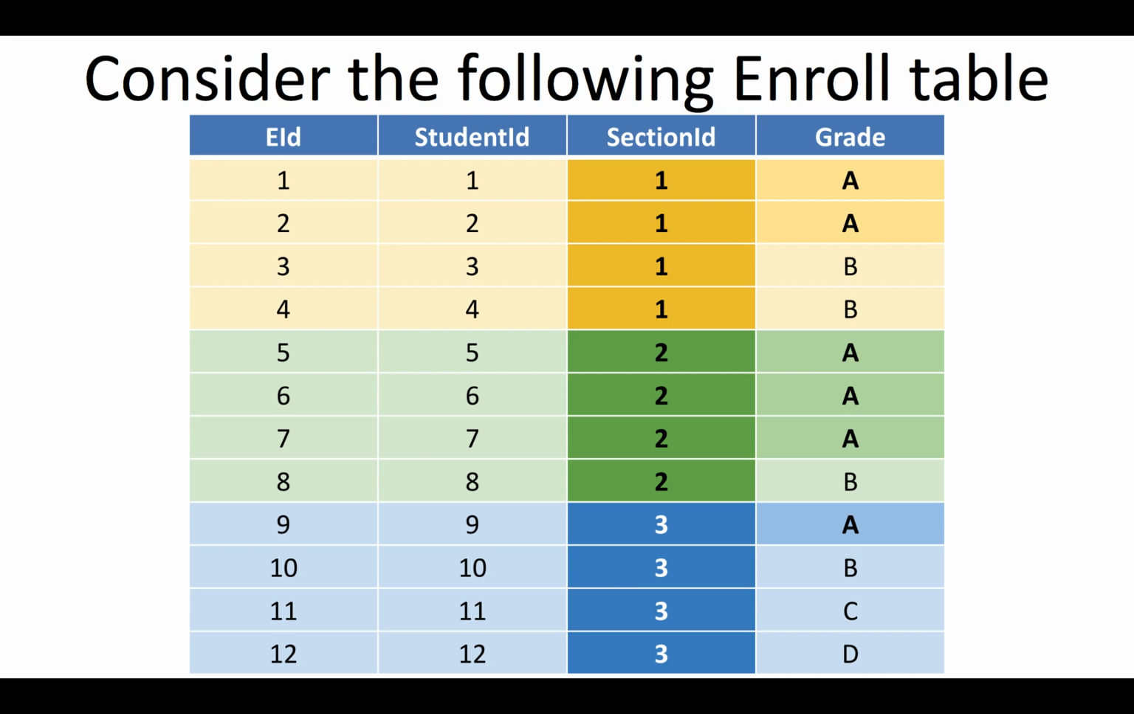In section 1, I have 4 students. In section 2, I have 4 students. In section 3, I have 4 students. 2 students in section 1 got A, and 2 students in section 1 got B's. Now in section 2, I have 3 students who got A's, and 1 student got a B. Whereas in section 3, only 1 got an A, and the other 3 got B's, C's, and D's. Make sense? And the question is, which section got the highest number of A's? So how can we calculate that?